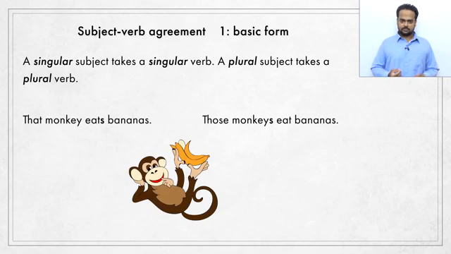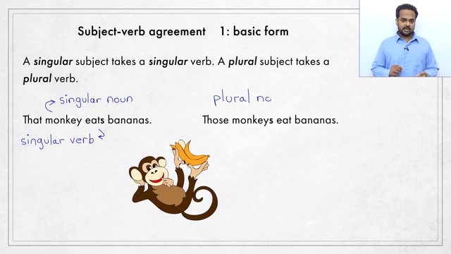Take these two sentences. That monkey eats bananas. Those monkeys eat bananas. In the first sentence, we see a singular noun as the subject, monkey. Noun means a name, so here monkey is the name of an animal. This is the subject here. The verb is eats. Verb means an action. In this sentence, the subject is a singular noun, one monkey, so the verb also needs to be singular, eats.